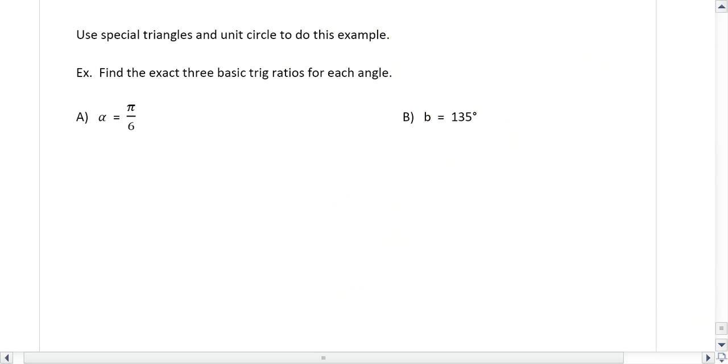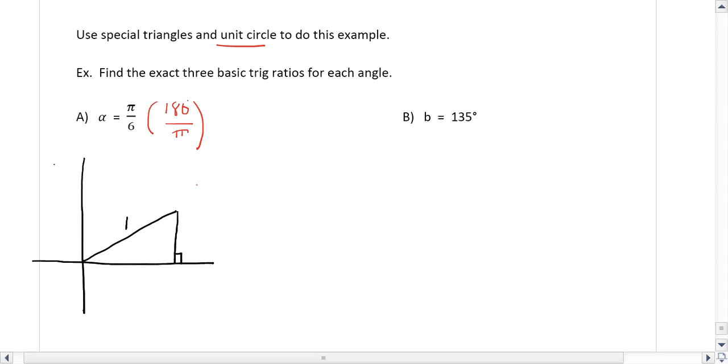All right, these last two examples put together things that we've learned in sections 3 and 4. We are in the unit circle for both of these. So the steps from section 3 apply. We're going to find the reference angle, draw the reference triangle, label the sides, and do the trig ratios.